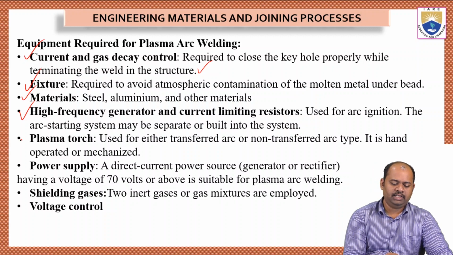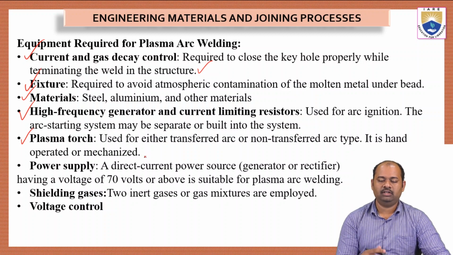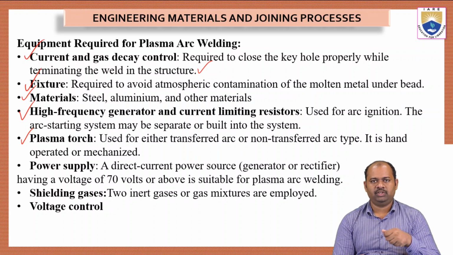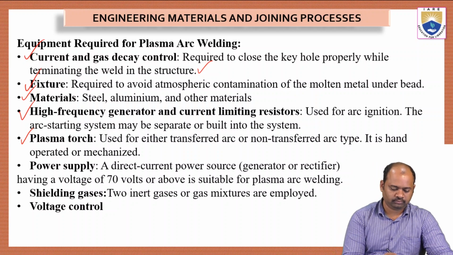So the next device is the plasma torch. This is all we know. It is used for the transferred or non-transferred arc type. It is hand operated sometimes, or it is mechanized. So with the hand torch we can hold it in the hand, and through it the plasma arc will be produced.